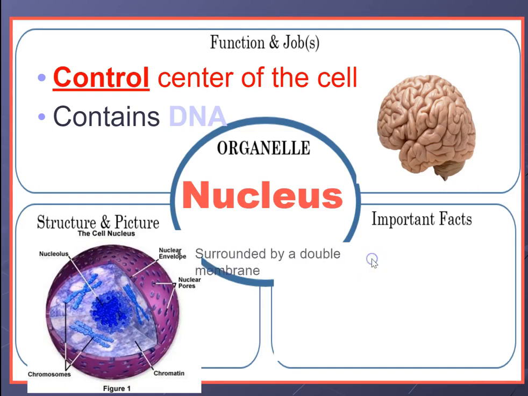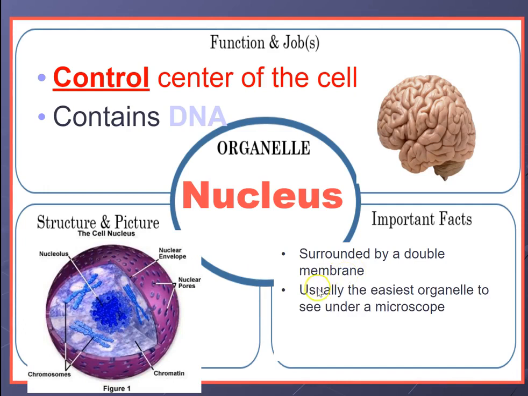So some important facts for you guys to know is that it is surrounded by a double membrane. So the nucleus in the center right here is surrounded by a membrane. It is usually the easiest organelle to see under the microscope. It is sometimes the only organelle that we can see depending on the magnification of the microscope. So it's usually going to be the little dot somewhere inside of the cell that we can see through the lens of a microscope. And it is usually one per cell. Also, they are only found in eukaryotic cells.